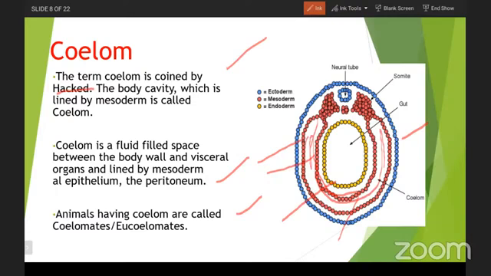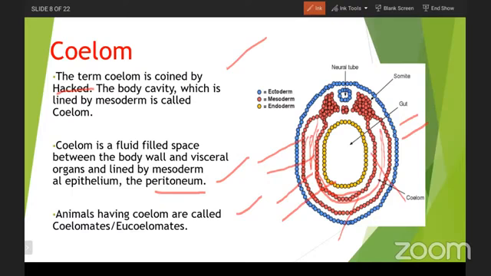Coelomic fluid, ecto and endo. In between these two, you are able to see the red color portion which is filled with the fluid. That is called the coelomic fluid. And such type of animals are called coelomates. Animals having coelom are called coelomates. And the epithelium which is covering the mesoderm is called the peritoneum.